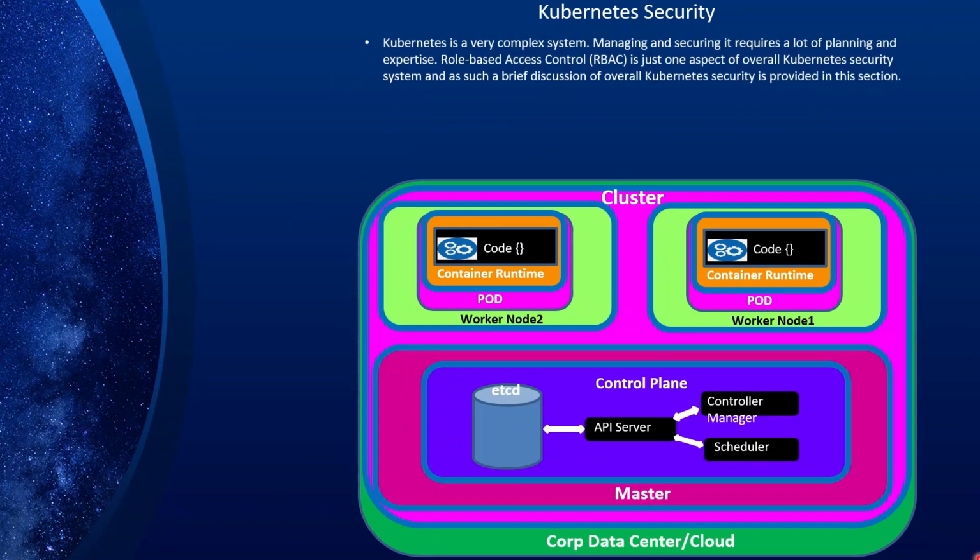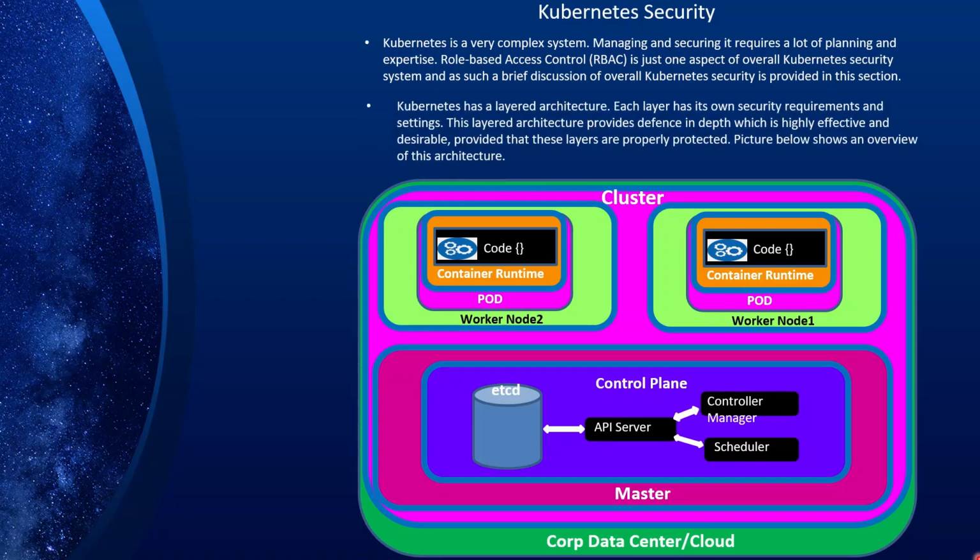Kubernetes, as we know, is a very complex system. Managing and securing it requires a lot of planning and expertise. Role-based access control, or RBAC, which is the topic of this video, is just one aspect of the overall Kubernetes security system. And as such, I provide a brief discussion on overall Kubernetes security in this section.